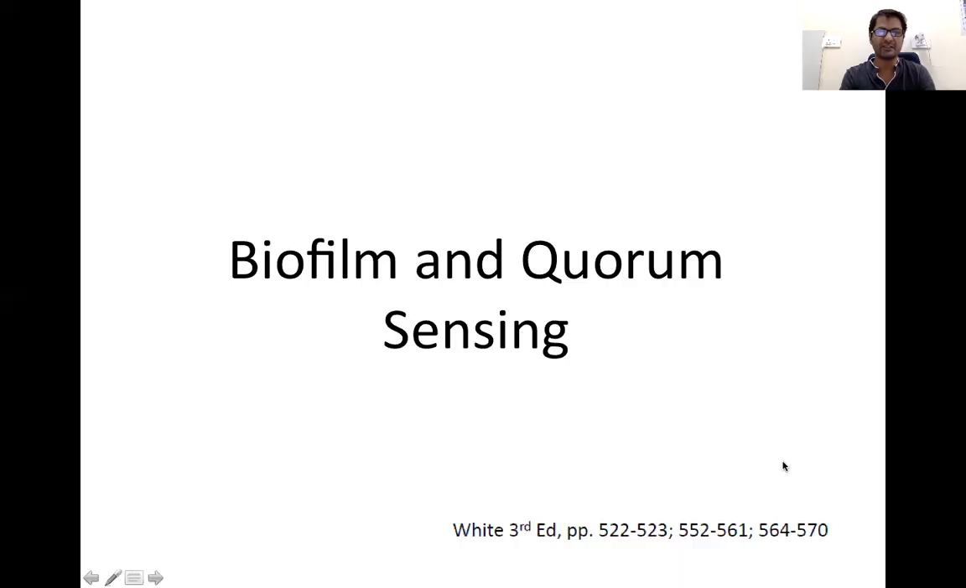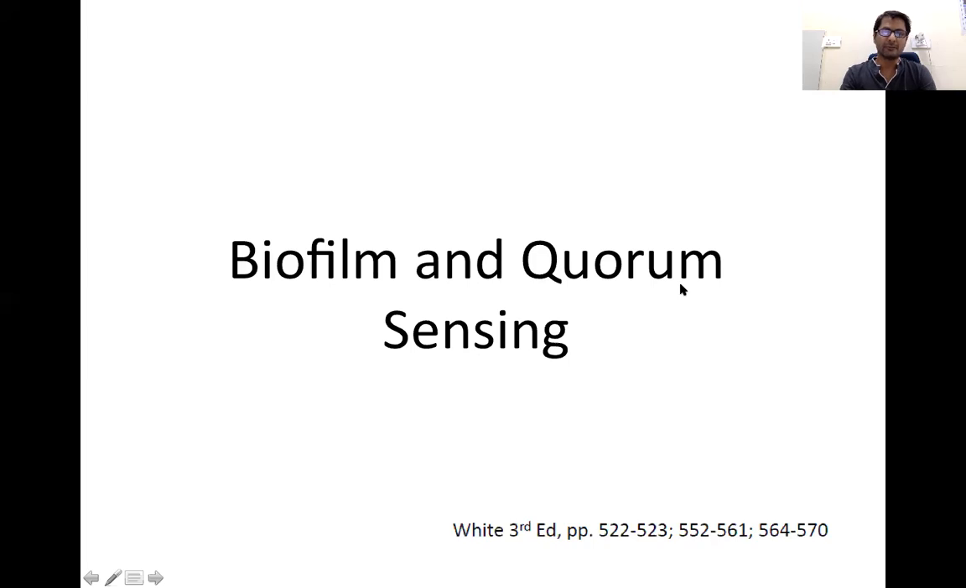Biofilm is another kind of microbial interaction which takes place. And the phenomenon which is responsible for formation of biofilm is known as quorum sensing. Actually, quorum sensing is not just responsible for making the biofilms. It is responsible for a number of microbial interactions, and how it takes place we'll learn later. But initially, we'll start with the biofilms, and then we'll come to the quorum sensing.